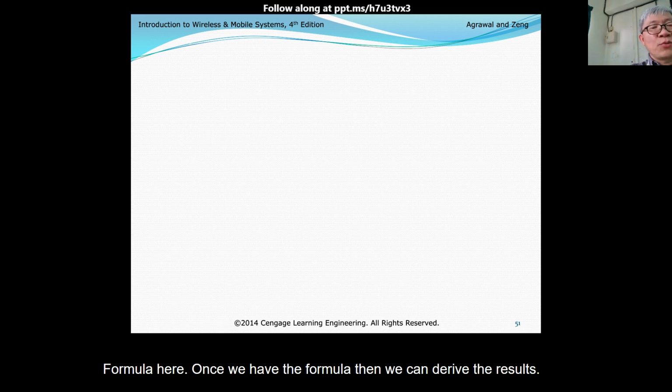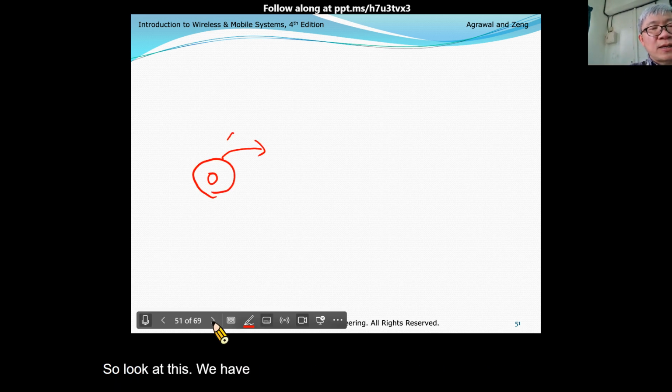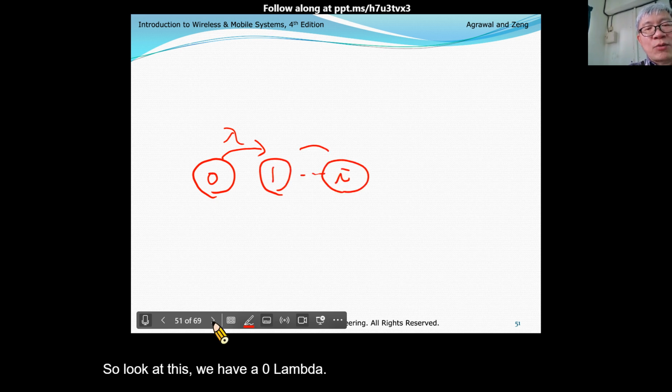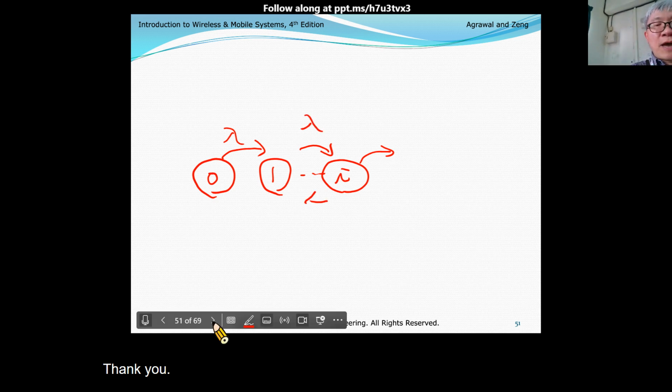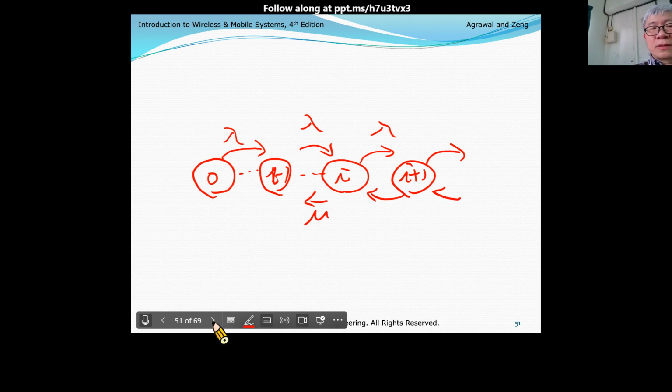So look at this. We have state 0, lambda, 1, maybe I use i, and we have i and 2. We have a lambda, and we have a mu, and perhaps I use i minus 1. All right, so we should have the state transition diagram like this, right?